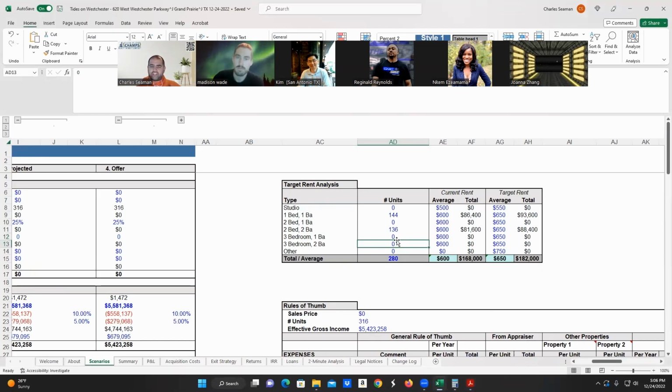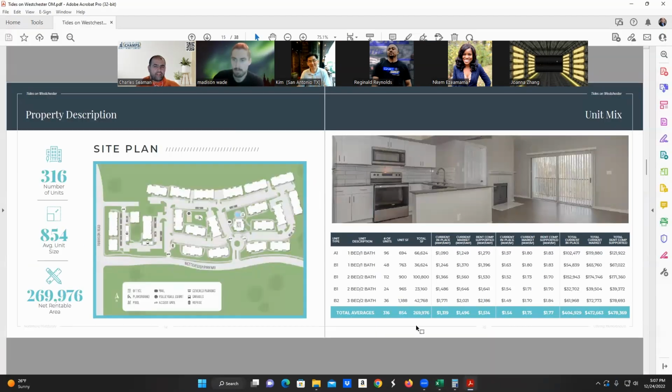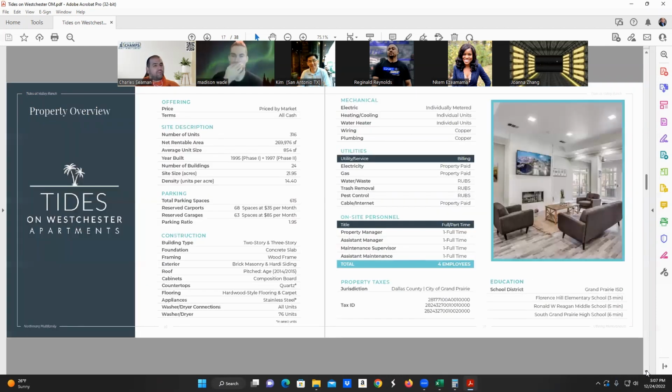What do you guys think? Is this a decent unit mix? Yes. Yeah, I would agree with that. Okay, so they're showing us some more data here on the current rents and also potentially where we could push to. We're not going to focus on that right now. We'll kind of come back to that as we get a little further in the session.